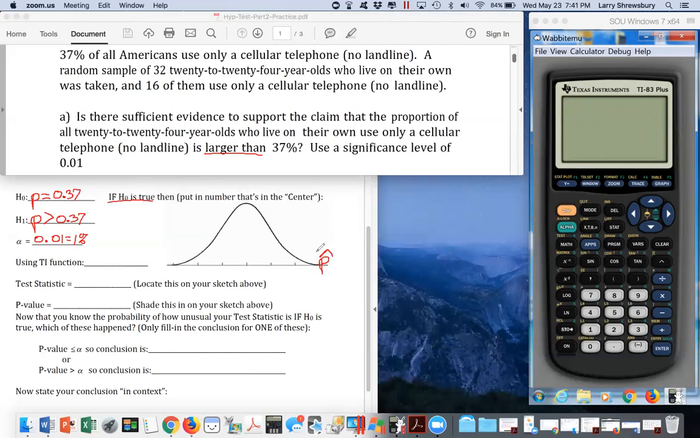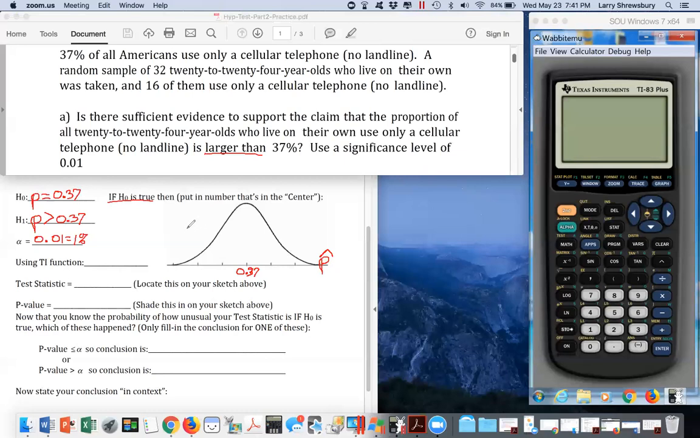Well, these cluster around the population proportion, and that is equal to 37% if the null hypothesis is true. So I know 0.37 will be right smack dab here in the center. So that's a simple sketch to make. If this is the population proportion, this is always the sample proportion. Whatever number is in these two hypotheses is always the number in the center. Always, always.